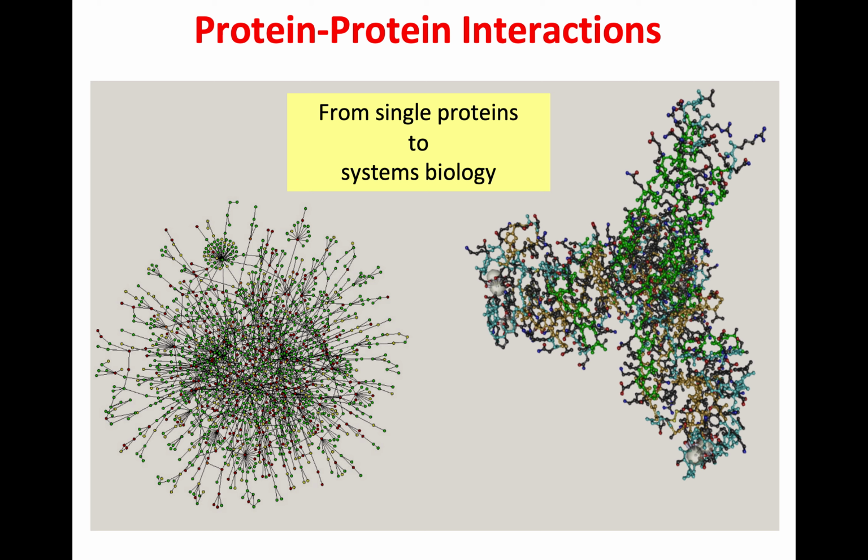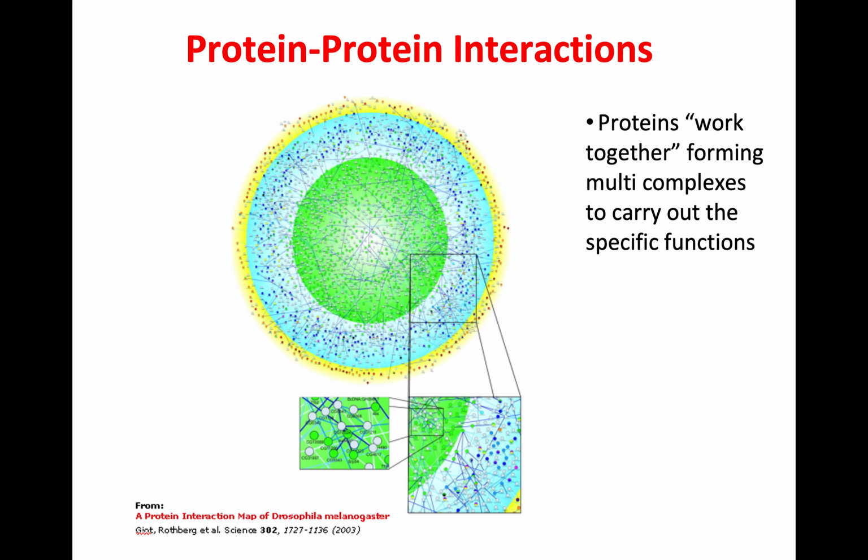So we know, just a bit on systems biology, systems biology represented like this is actually very wide. From a single protein to systems biology, it involves a lot of interaction, either protein-protein, protein-substrate, or protein-ligand. Now, what are protein-protein interactions? It means proteins that work together, forming multi-complexes to carry out a specific function.